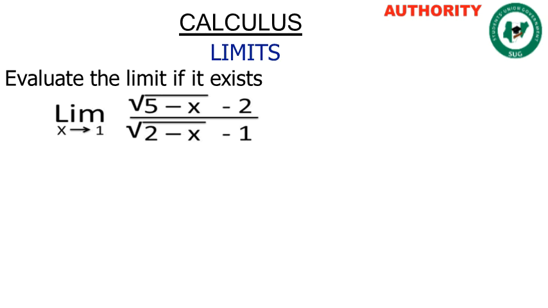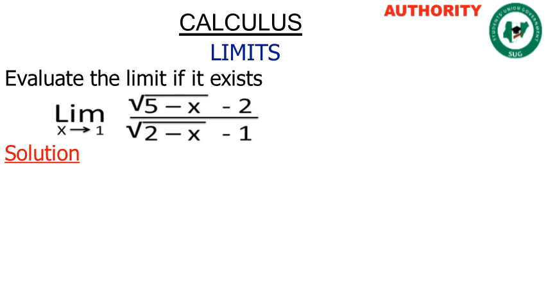Okay, before we continue, let's impute 1 wherever we see x. In doing so, we are going to arrive at 0 all over 0. So that means we have work to do. That means there is a need for our evaluation. We want to solve this so that when we insert 1 in this function, it will give us a value, not 0 all over 0.